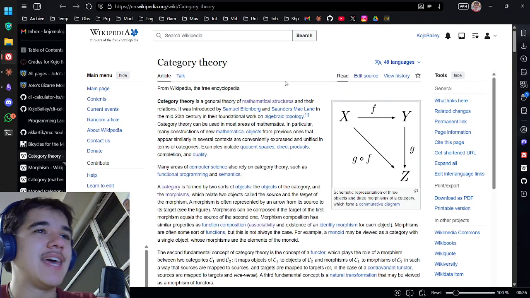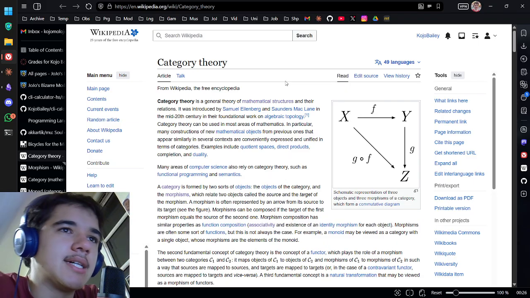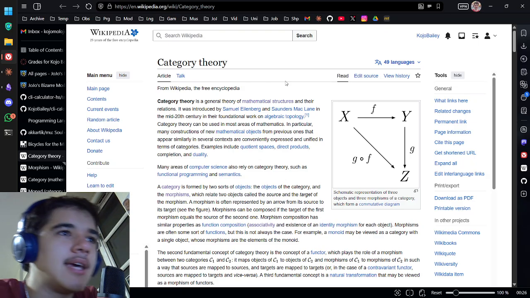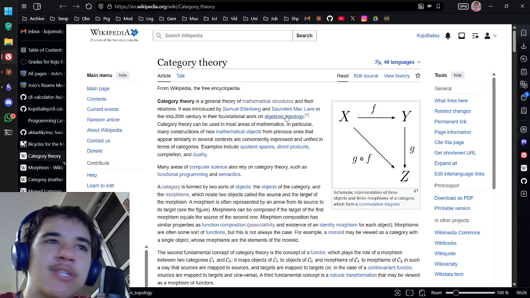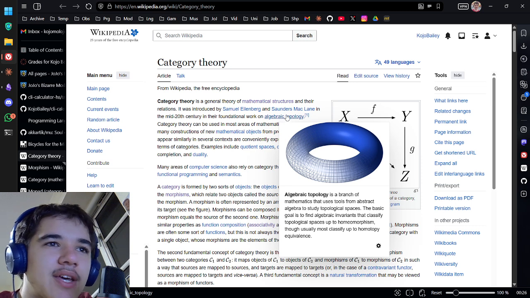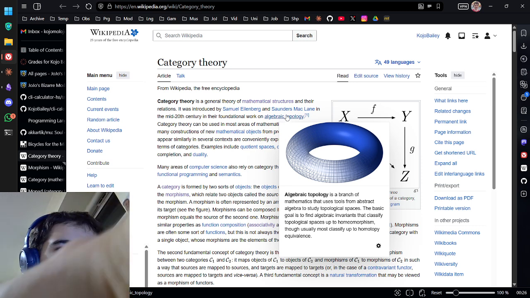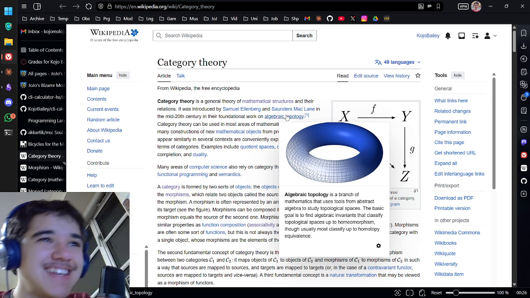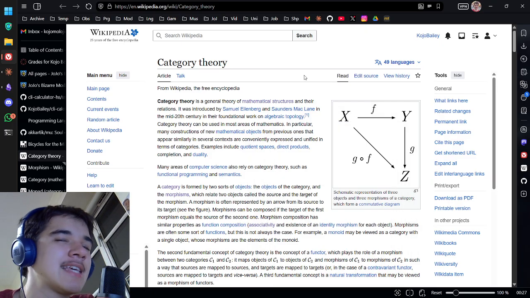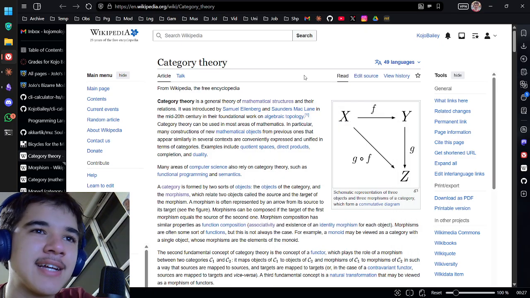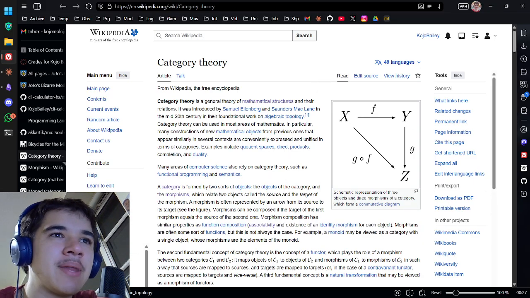Let's just read on. It was introduced by Samuel Eilenberg and Saunders Mac Lane in the mid 20th century in a foundational work on algebraic topology. Topology just keeps getting mentioned, using algebra to study topology. Dude, what is topology? Okay, I'll skip topology for now because I can sense it gets deep, but let's see how far I can get without it.